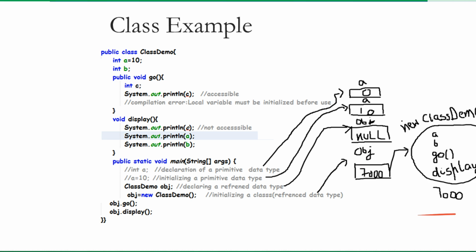And after that, using obj.go, using the reference of this object, I am accessing the go function, and with obj.display I am accessing the display function. This is all. This is just a simple example about classes and objects.